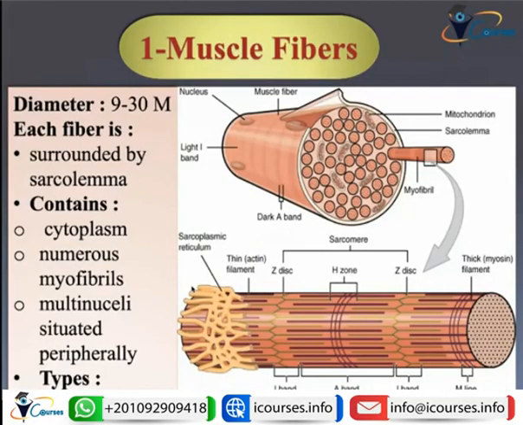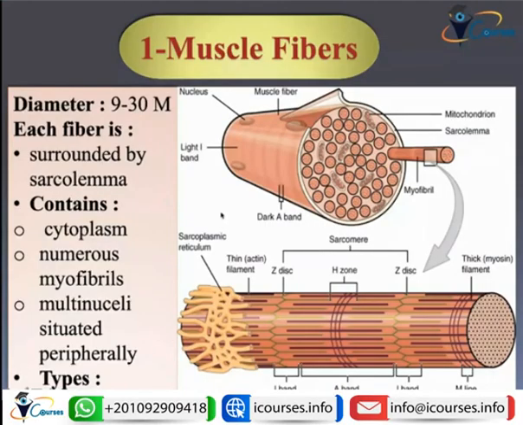As we said, let's discuss first the histological features of the extraocular muscle fibers. The diameter of the fiber is about 9 to 30 microns, and each muscle fiber is surrounded by a sheath called the sarcolemma. As you can see here, this is the sheath that encloses the muscle fiber. The muscle fiber contains numerous myofibrils, cytoplasm, and multiple nuclei located peripherally.